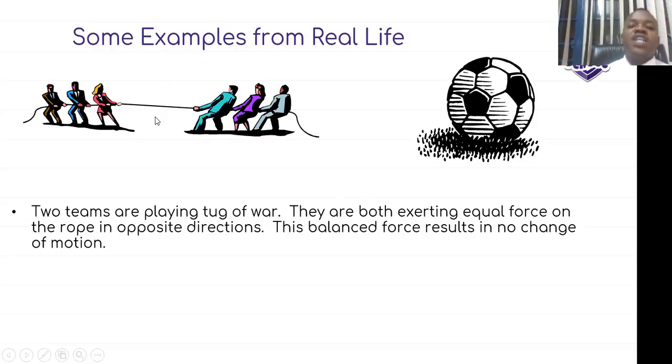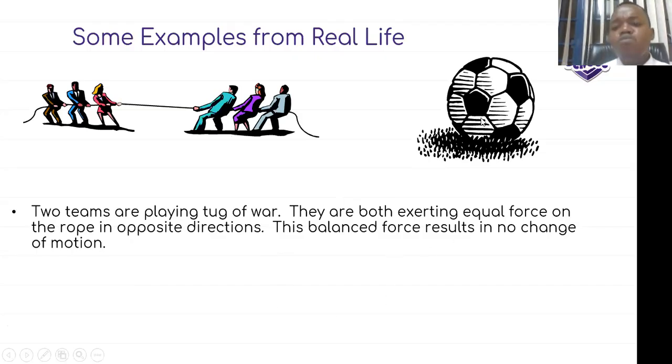Now, if the net force acting on this object is 0 newtons, then it tells me they are going to remain stationary. This string will remain stationary. Why? Because the net force that is acting on the object is 0. So the forces are balanced, in other words, and that is why we say these balanced forces result in no change of the motion.